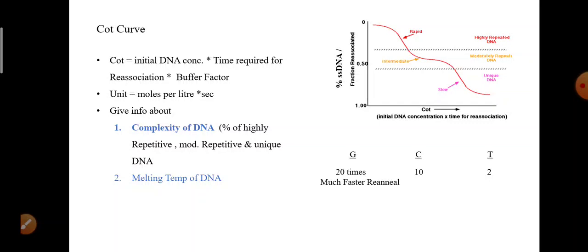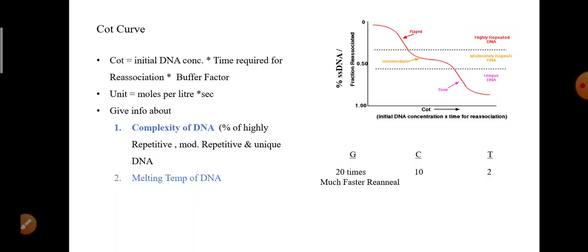Firstly, the complexity of the DNA, that is highly repetitive, moderately repetitive, or unique DNA. We get that percentage, that is how much highly repetitive DNA is present in the genome, how much unique DNA, and how much moderately repetitive DNA. And another piece of information is the melting temperature of DNA. We can get that from these values.